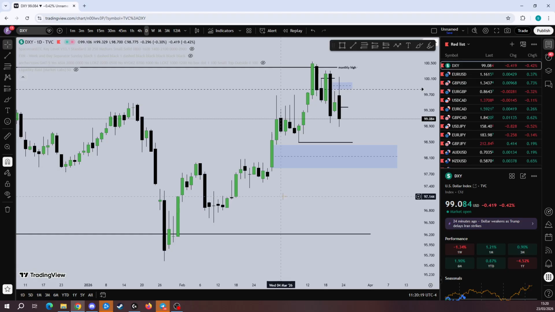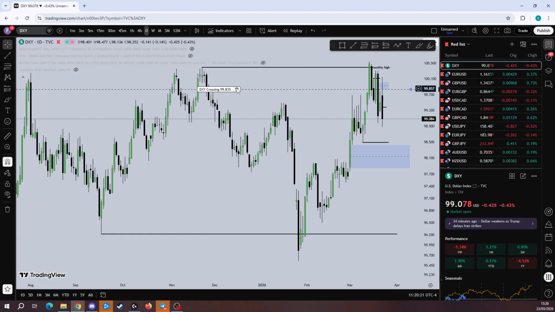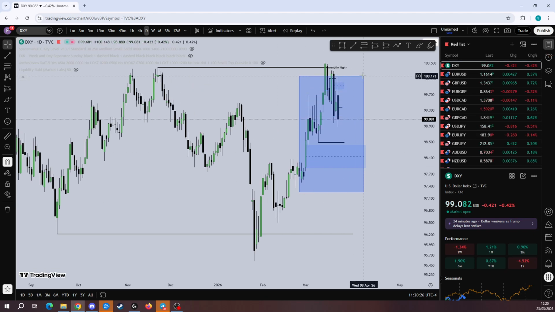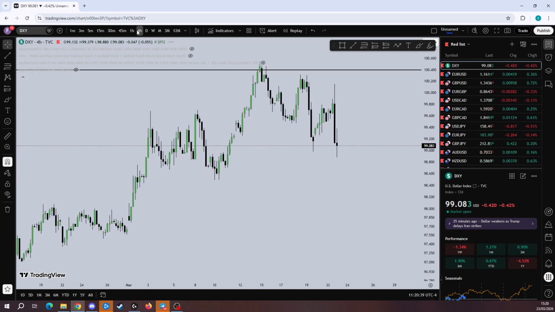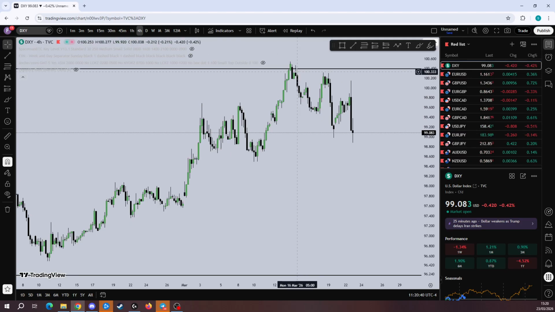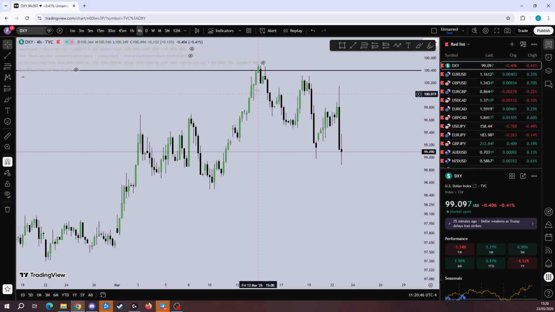If you look at DXY at the time as well, let me remove all these drawings so it doesn't look all cluttered up. If you look at DXY as well, we also took out the monthly buy side, and I was anticipating a retracement back into this daily fair value gap as well on DXY. And on DXY, we already started seeing some displacement lower right on the 4-hour time frame. So I was anticipating UJ to do the same, right?